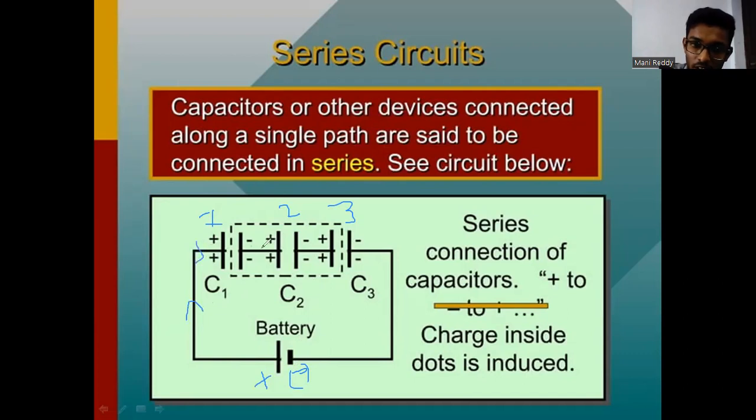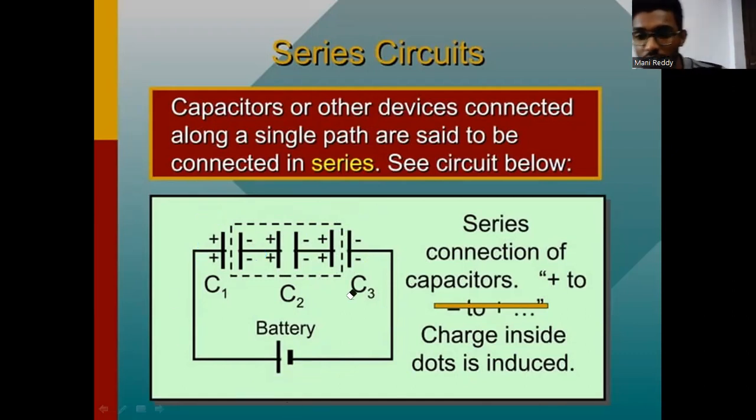In this way, charges flow and return to the battery. The positive terminal of the second capacitor is connected to the negative terminal of the first capacitor, and the negative terminal of the second capacitor is connected to the positive terminal of the third capacitor, and the negative terminal of the third capacitor is connected to the negative terminal of the battery. Here is the path of a series connection. Charges are included here. I will write all this. I hope you are understanding all this. Okay.